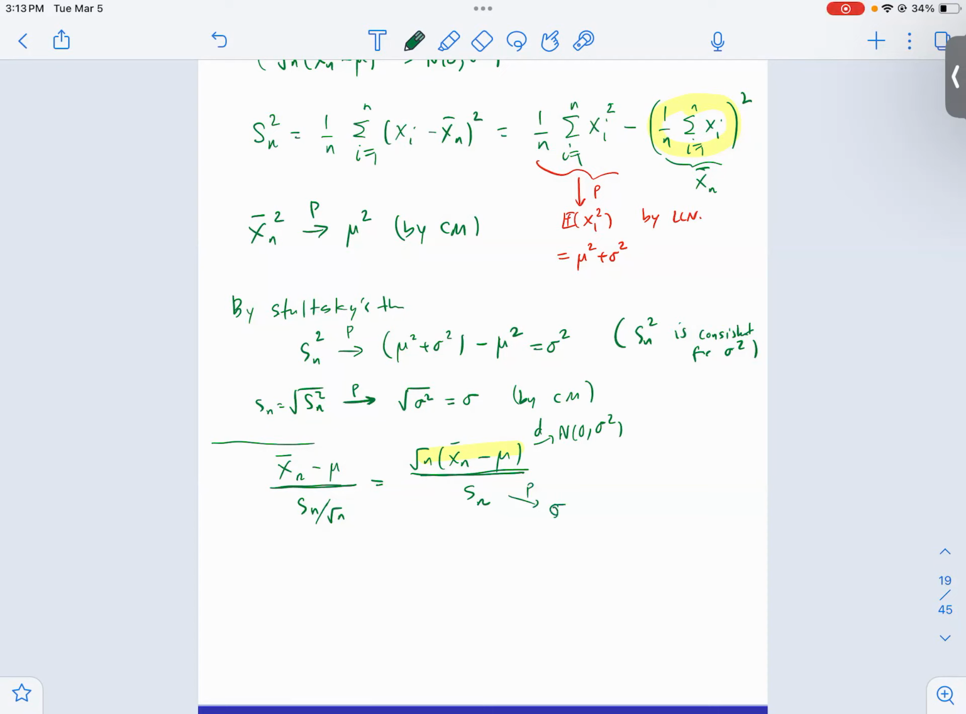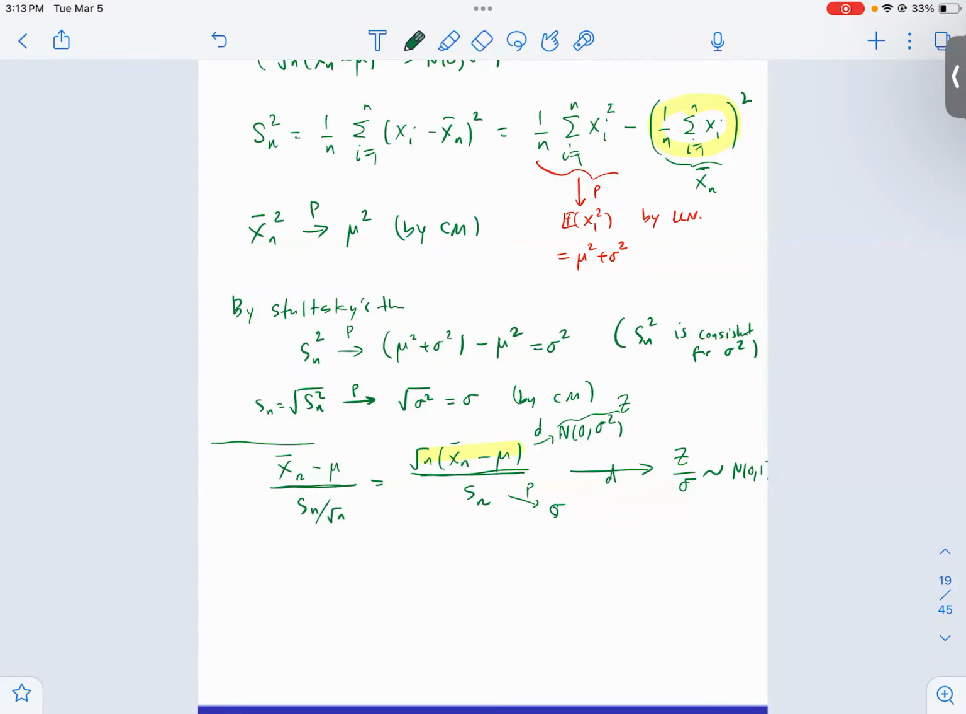Okay. Can I now use the Slutsky? Yes, so this converges in distribution to something that is not constant, but this one is constant. So at least one of them is constant, so Slutsky applies. Be careful here: this converges in distribution, no longer in probability. It converges in distribution to, let's call it, a random variable Z, Z divided by sigma. And Z divided by sigma has distribution normal 0, 1. So you converge to normal 0, 1.